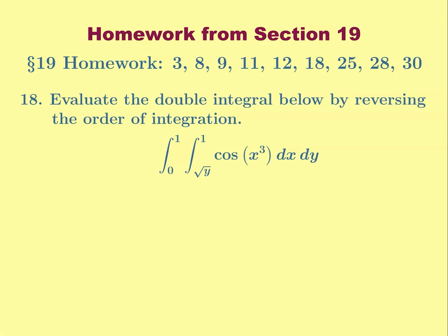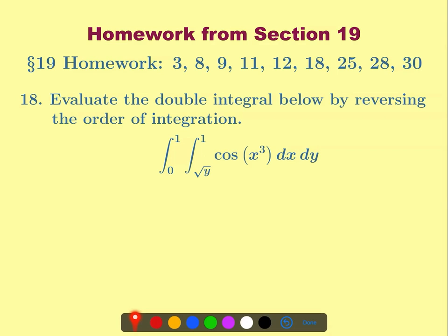Now we want to do problem 18 from section 19 homework. For this problem, we have a double integral, and we're trying to integrate cosine of x cubed dx dy. But we should realize that it's hard to integrate cosine of x cubed with respect to x. If we do a u substitution, u equals x cubed, we would need du to be here, the 3x squared dx, and it's not, so it's not going to be a simple u substitution.